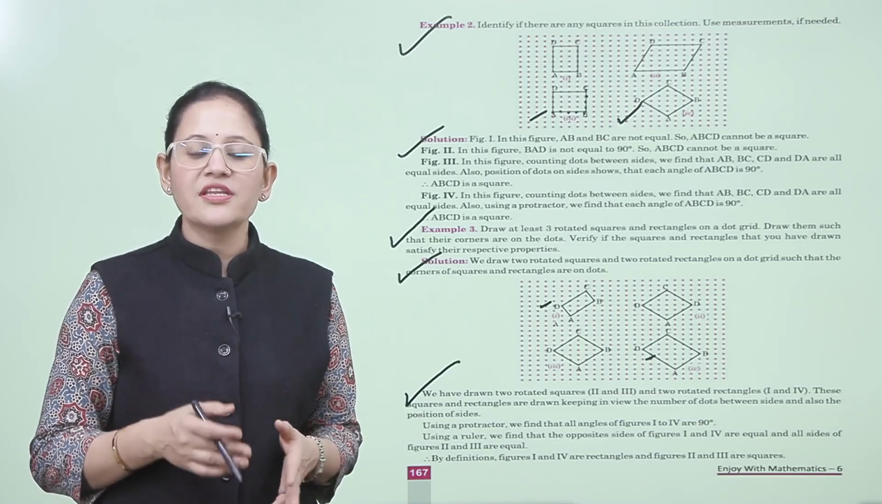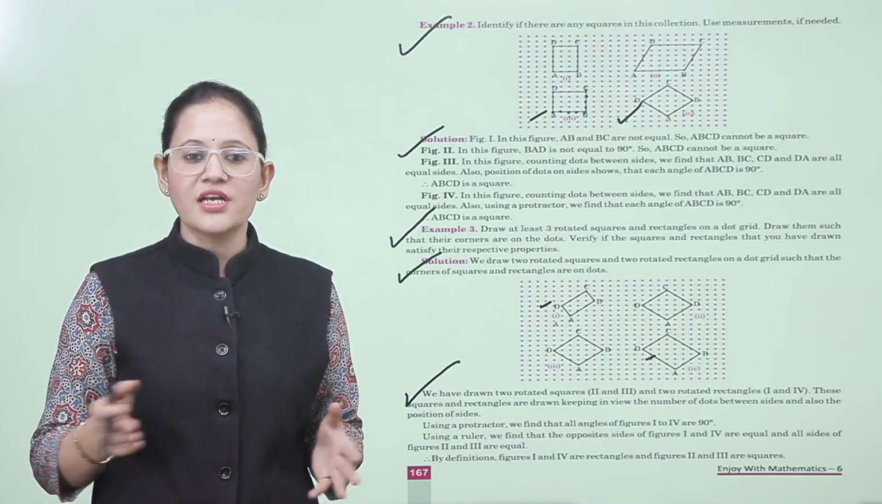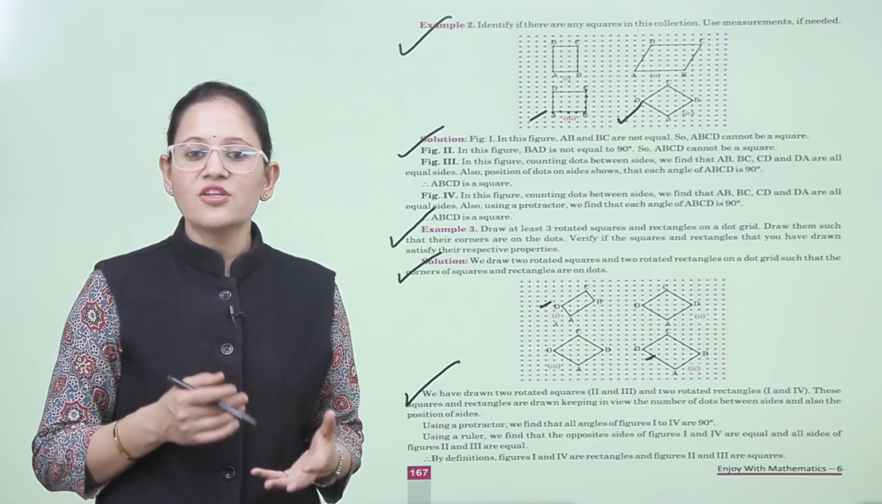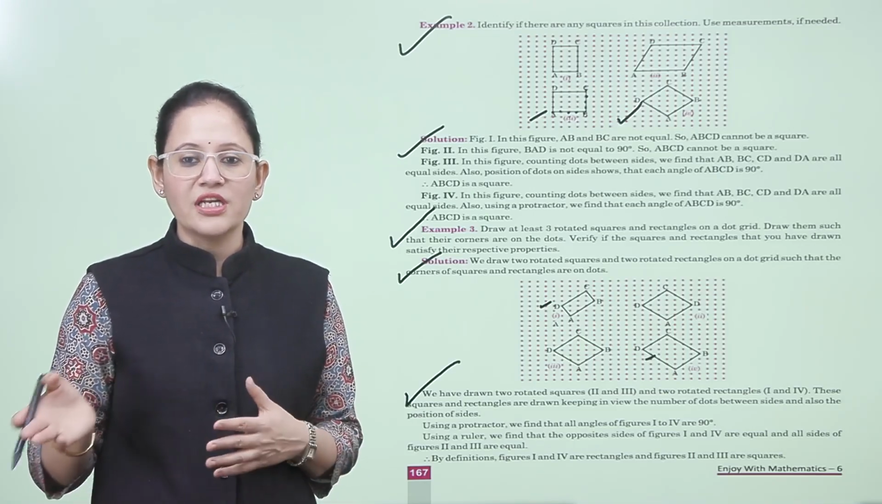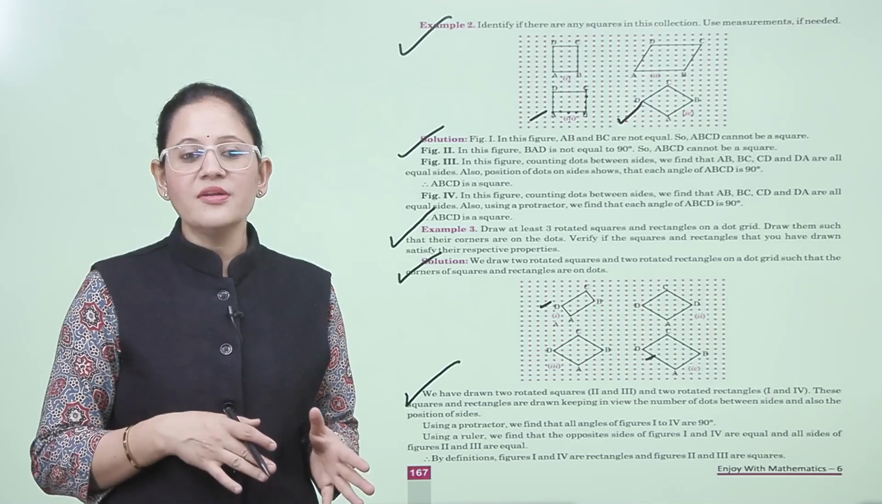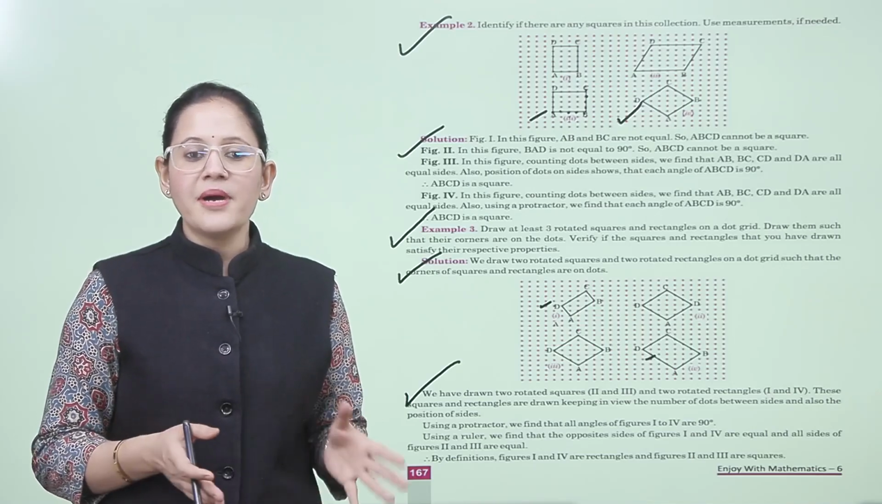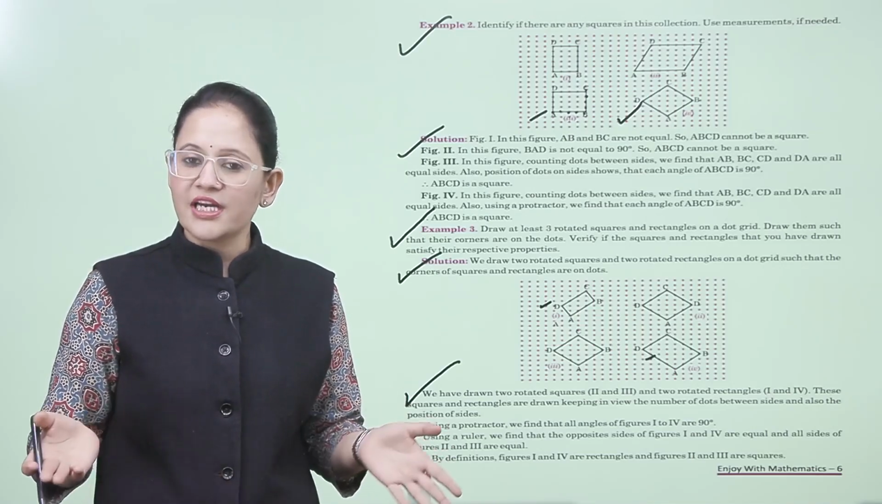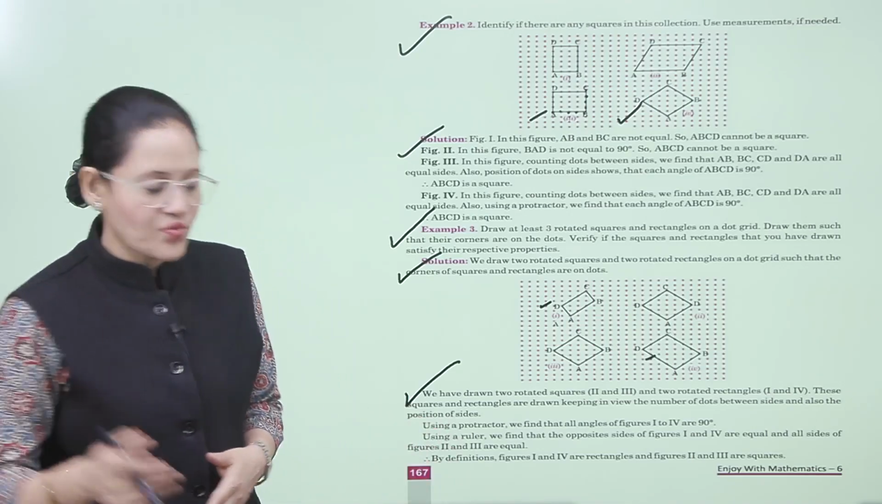Using the protractor, we find that all angles in figure 1 and 4 are 90 degrees. Using the ruler, we find that the opposite sides of figures 1 and 4 are equal and all sides in figures 2 and 3 are equal. By definition, figures 1 and 4 are rectangles and 2 and 3 are squares.